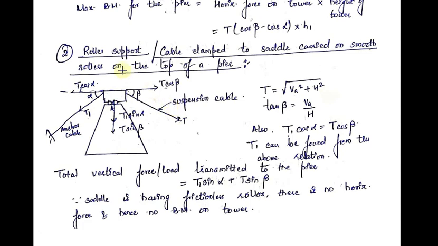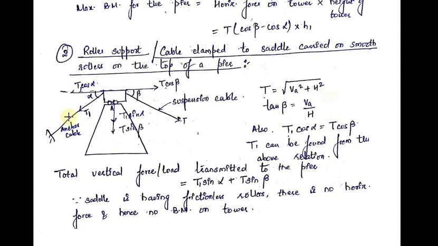So now we will find out, in the roller support system, how much tension is produced in the suspension cable and in the anchor cable, as well as how much vertical force and horizontal force is transmitted to the tower. So let's go through it again. In the roller support system, the cable is clamped on a saddle, and this saddle has rollers at the base and the cable is clamped at the top of the saddle. Since it is clamped at the top of the saddle, these two parts of the cable, that is the suspension cable and the anchor cable, act as different parts.